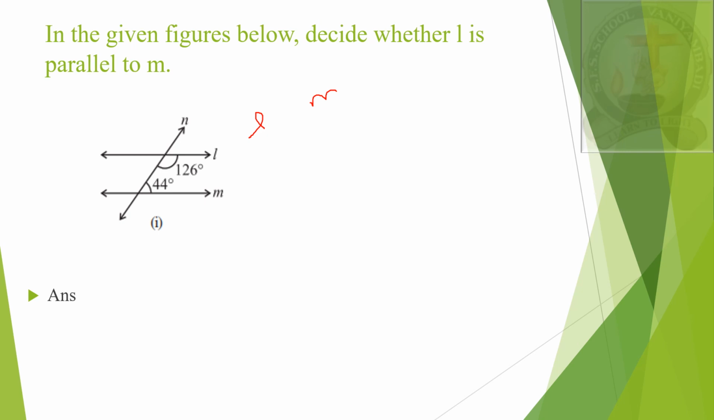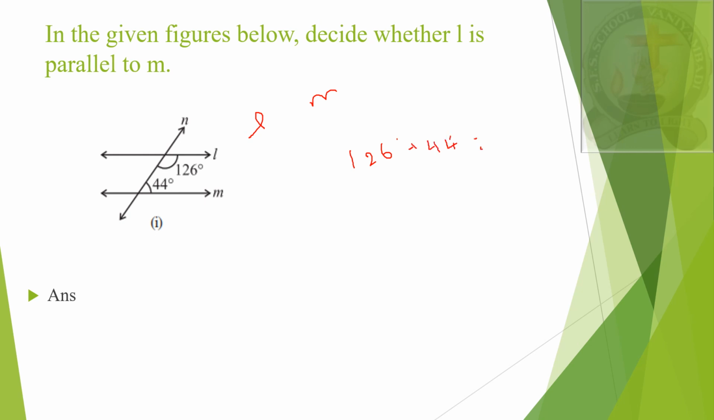Now the measurements given are 126 degrees and 44 degrees. How can we check, children? Interior angles are given here. The first condition, which we gave in the previous part itself: if any two lines are parallel, the sum of the interior angles should be equal to 180 degrees. Let us check here, 126 degrees plus 44 degrees. What is the total here?